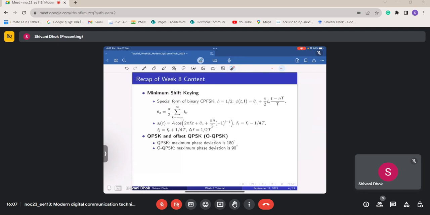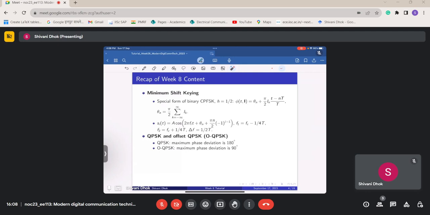And yeah, this was the basic of minimum shift keying, which, again I'll mention, is a special form of QPSK with a modulation index of half. After looking at minimum shift keying, the next concept that was looked at was quadrature phase shift keying, QPSK, and offset QPSK.